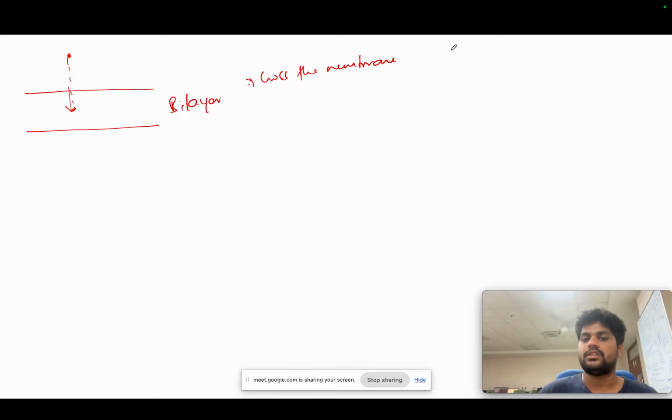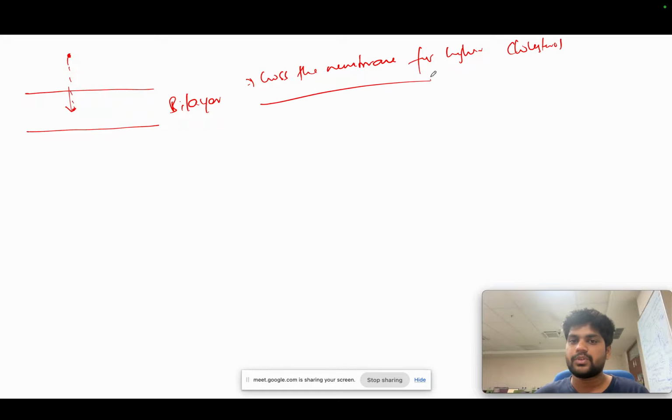For the higher cholesterol, that's what we are checking, right. That's our objective, whether the drug can cross or not. So for that, what we have done was we filled the membrane with 0% cholesterol, 18% cholesterol and 36% cholesterol.